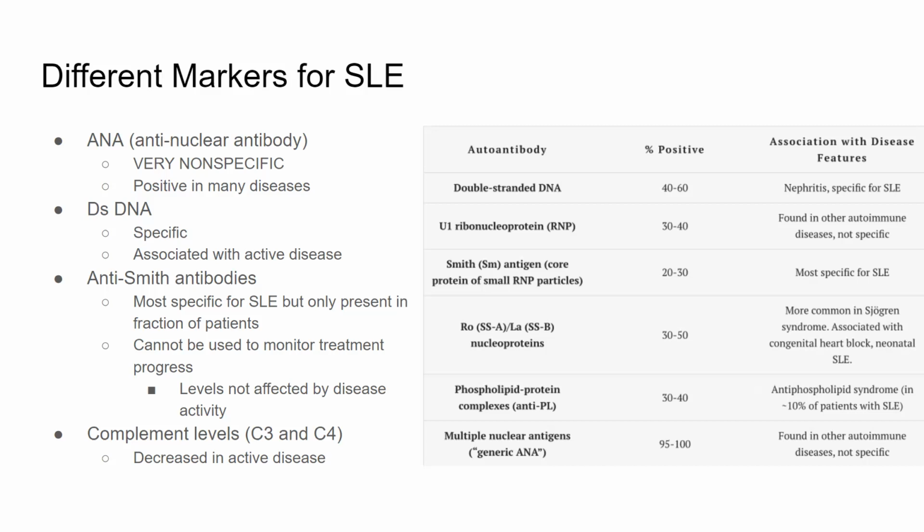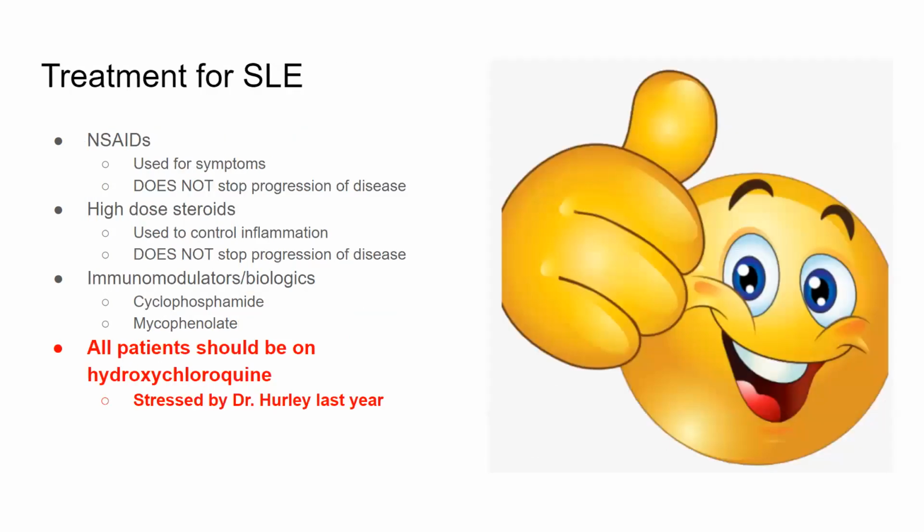And then, another thing, complement. Whenever you have a type 3 hypersensitivity reaction and you have immune complexes getting deposited, that activates complement. So if someone is having a really bad flare-up of lupus, that means they're having a lot of immune complexes, which means a lot of their complement system is getting activated. So they're using up all of their complement. So in active disease, you're going to have decreased complement levels, a decrease in C3 and C4. That can also help you monitor active disease versus not active disease.